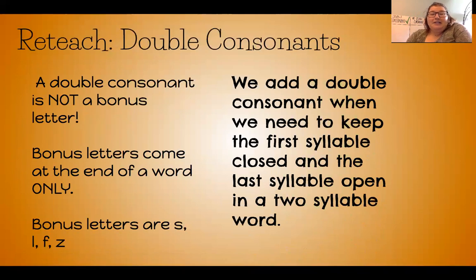We add a double consonant when there is 2 or more syllables and we need to keep that first syllable closed and the last syllable open. Okay, so we only use a double consonant. We add the same consonant when that first syllable is what? Right, closed. And we need to keep the last syllable what? Open. Great work.